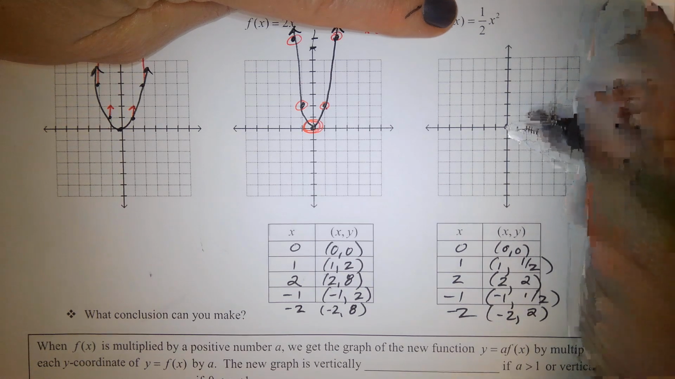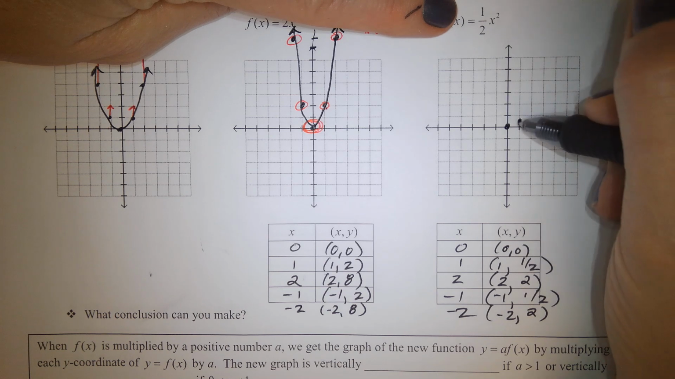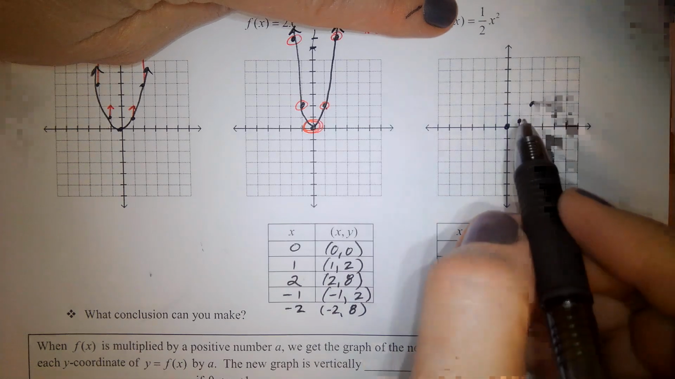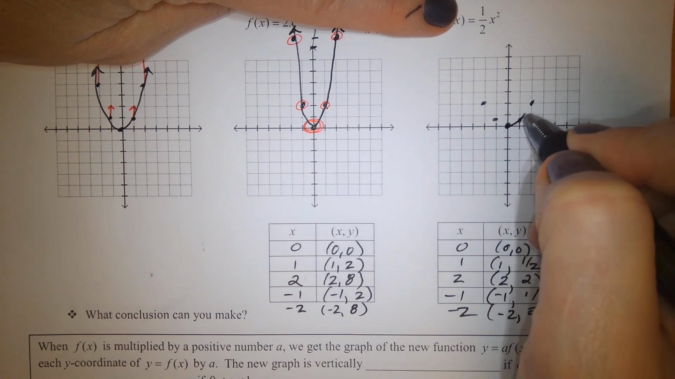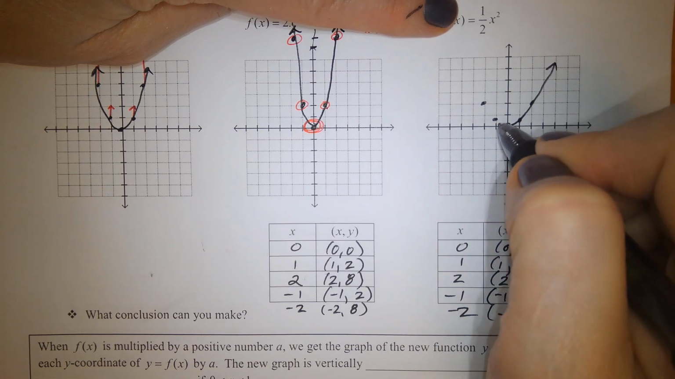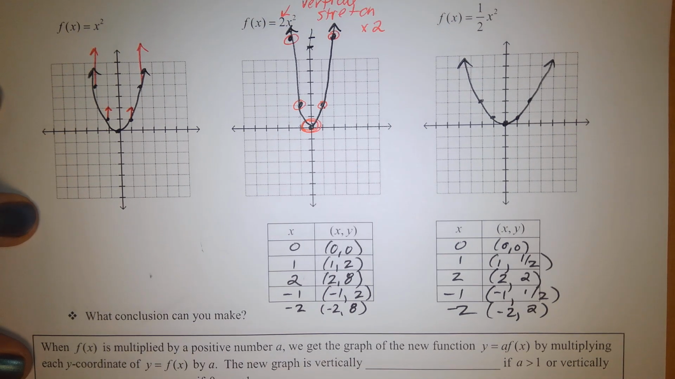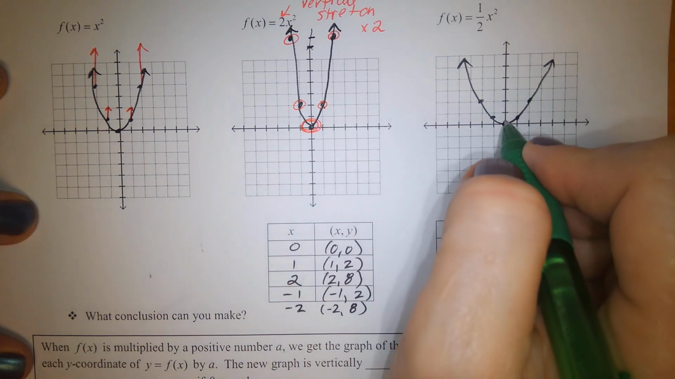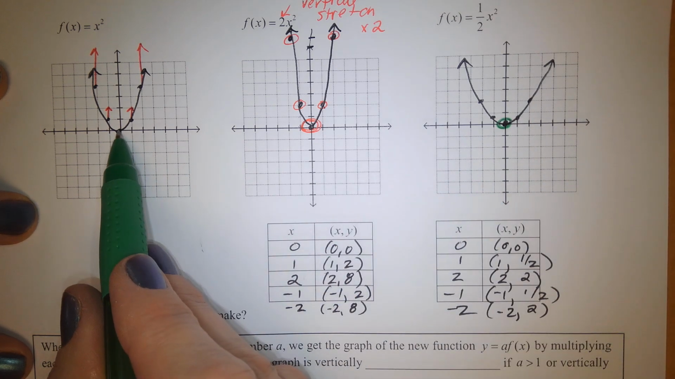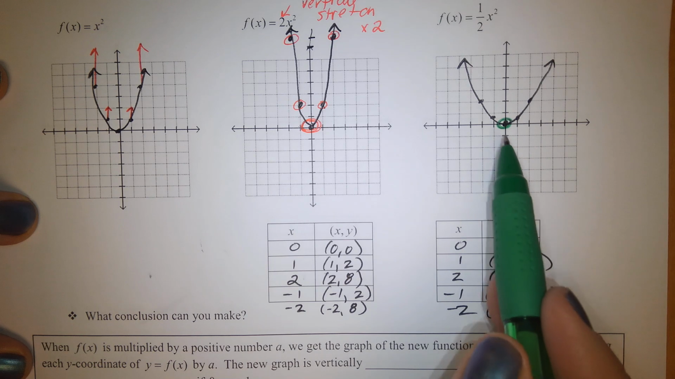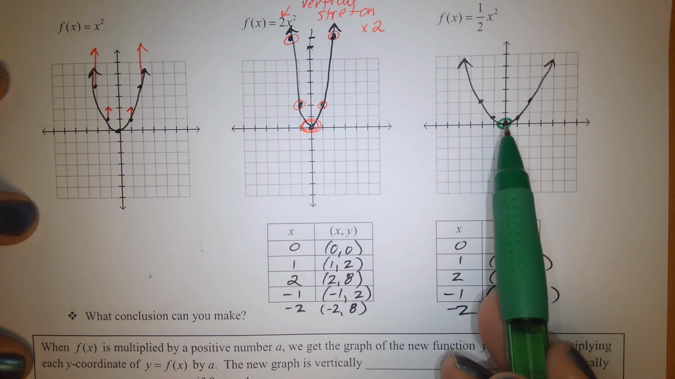So when I plot these points, (1, 1/2), (2, 2), okay, it's still a parabola. The vertex is still locked in place. The vertex has not moved from the origin. It is at the origin for all of them. That is an anchor point. It is locked on the x-axis.